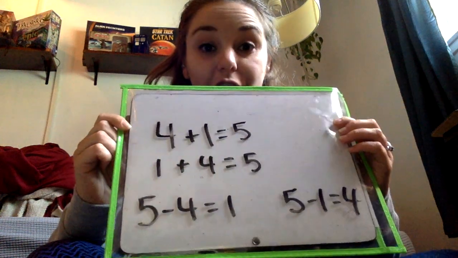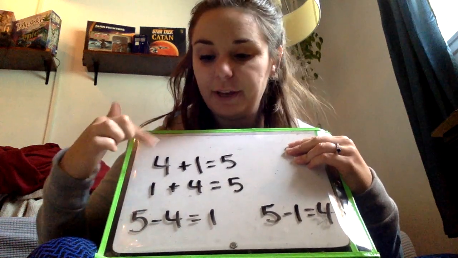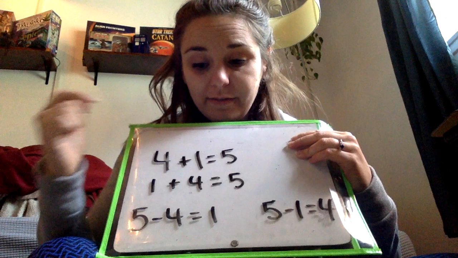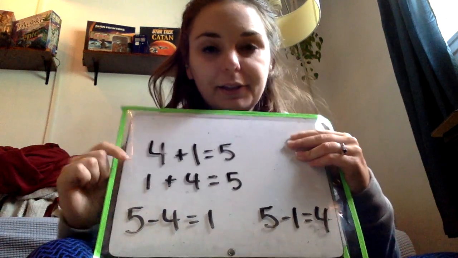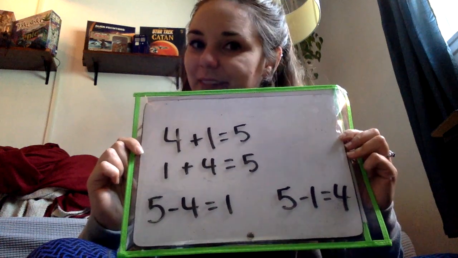You might have noticed that all of these equations have the same 3 numbers. They all have a 4 in them, they all have a 1 in them, and they all have a 5 in them. This is what we call a fact family.